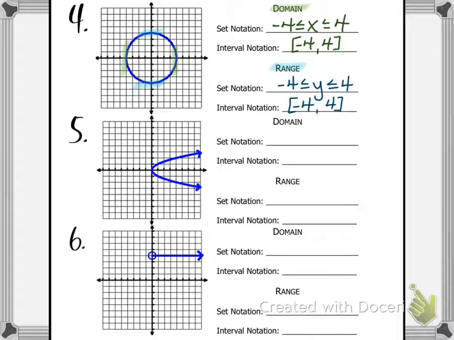All right, let's do number 5. Number 5 starts off the same.